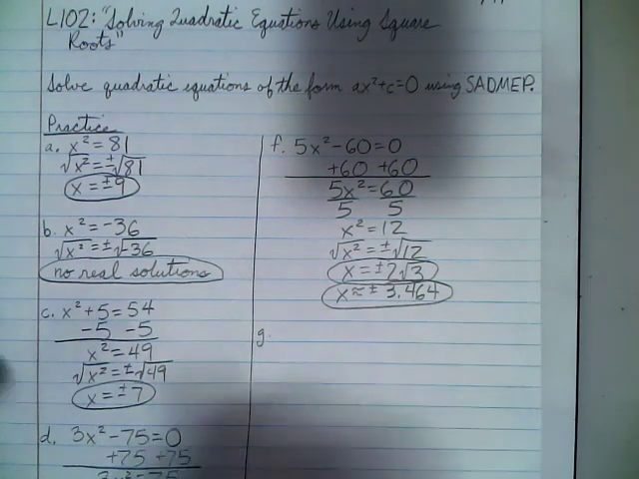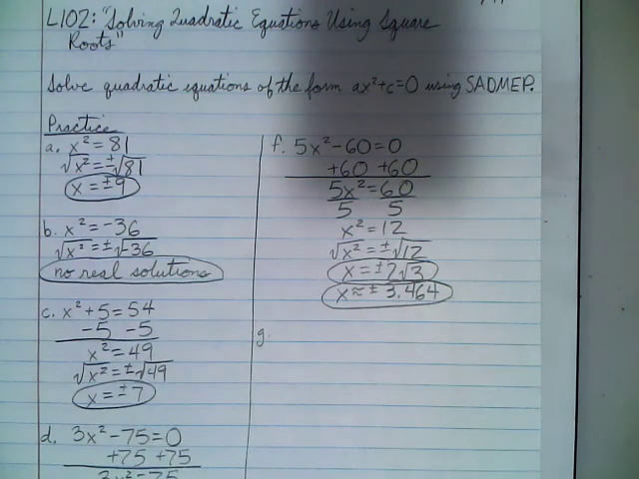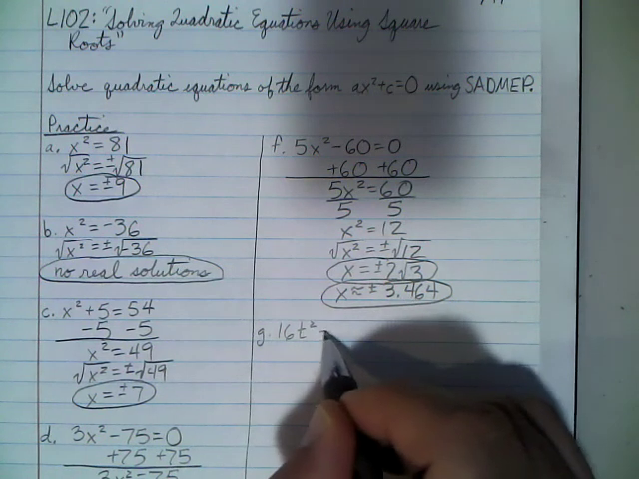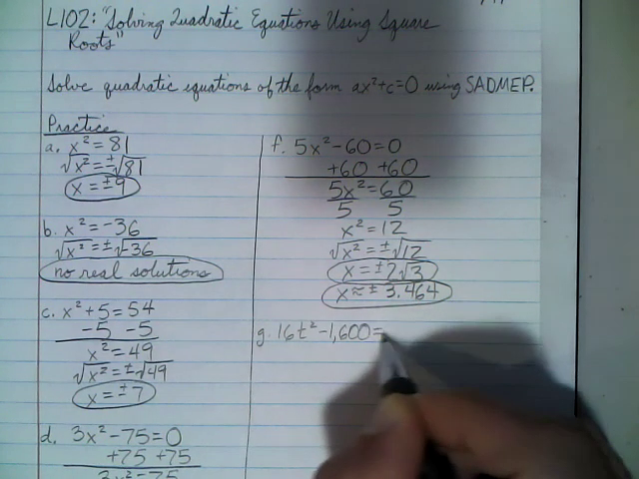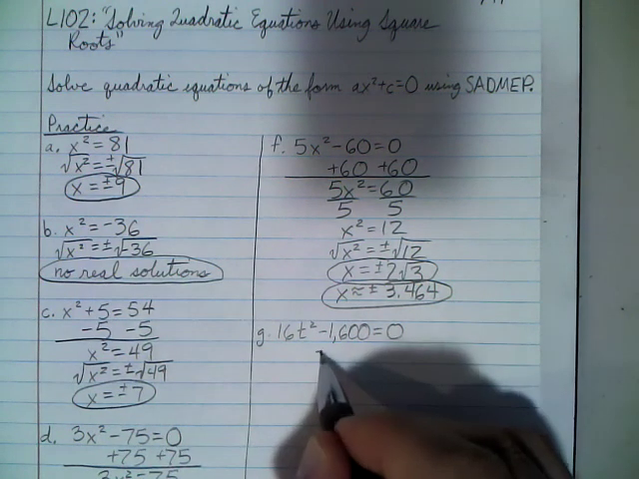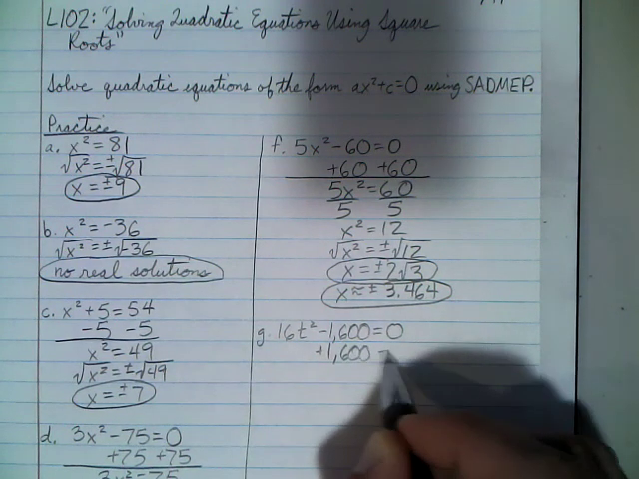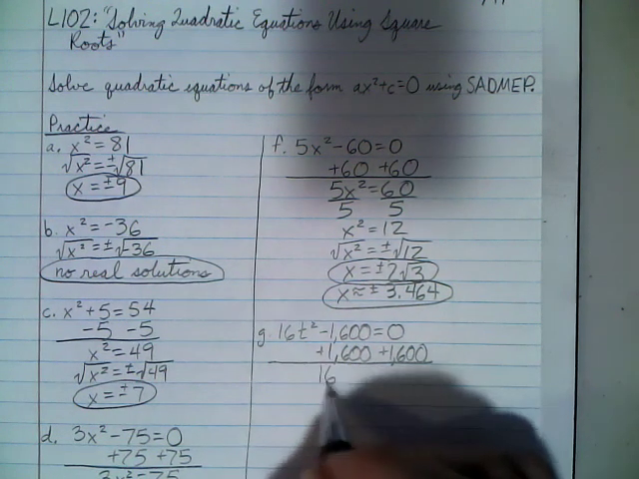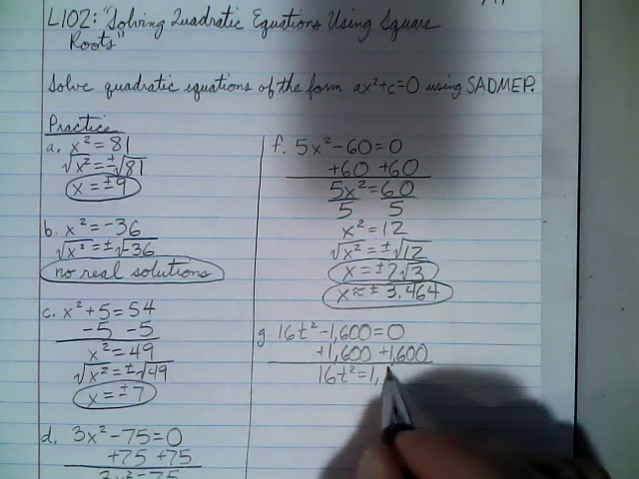And last example, G. A golf ball is dropped from a height of 1,600 feet. Use the equation 16t squared minus 1,600 equals 0 to find out how many seconds it takes for the ball to hit the ground. So 16t squared minus 1,600 equals 0. I'm going to start by adding 1,600 to both sides. So 16t squared equals 1,600.